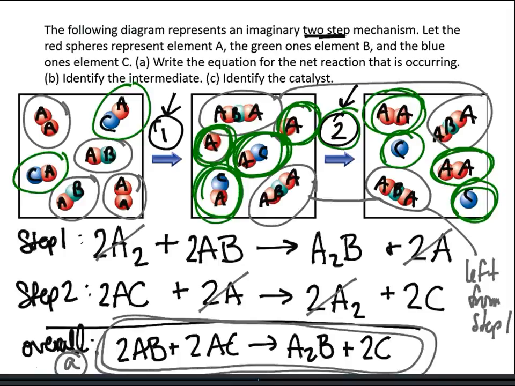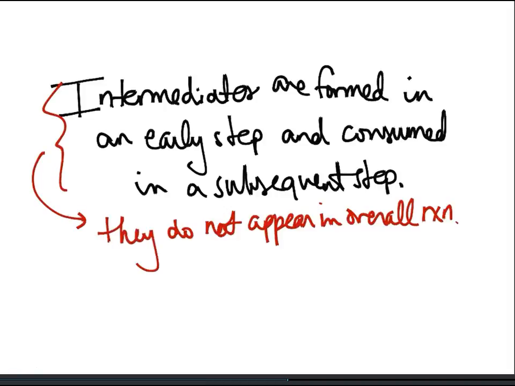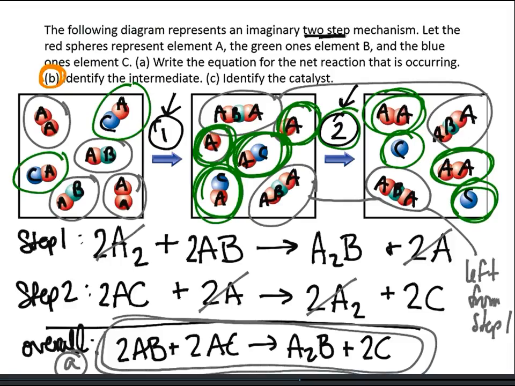Part B, identify the intermediate. Intermediates are formed in an early step and consumed in a subsequent step. They do not appear in the overall reaction. So if we go back to our mechanism, 2A is an intermediate that's consumed in step 2. So that's my intermediate.